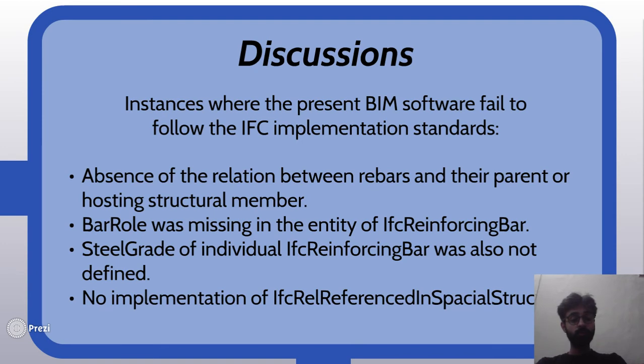And then the bar role for the independent IfcReinforcingBar was missing. However, for the steel grade, they were not defined, but they were grouped by the IfcMaterial, where for different IfcReinforcingBar, their material was defined. But I feel it should also be present in the individual reinforcing bar. And there is no implementation of the IfcRelReferencedInSpatialStructure. Well, this entity is used, suppose you have a reinforcing bar which is starting in a beam and then going to a slab, and then again it is ending in another beam.